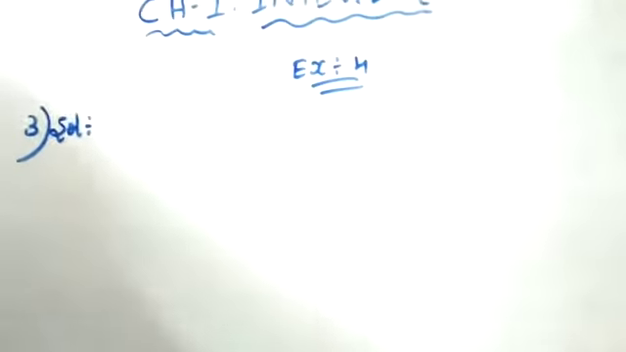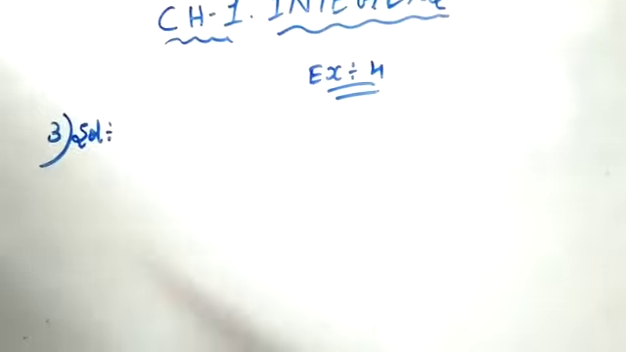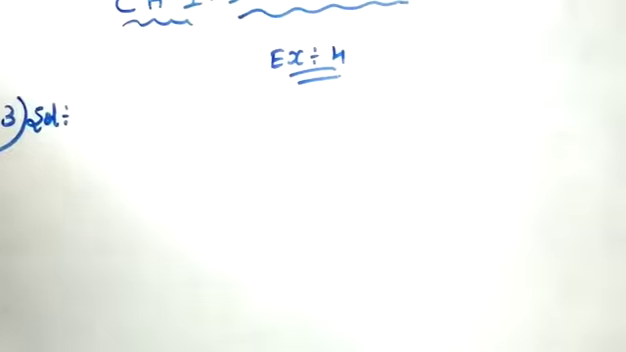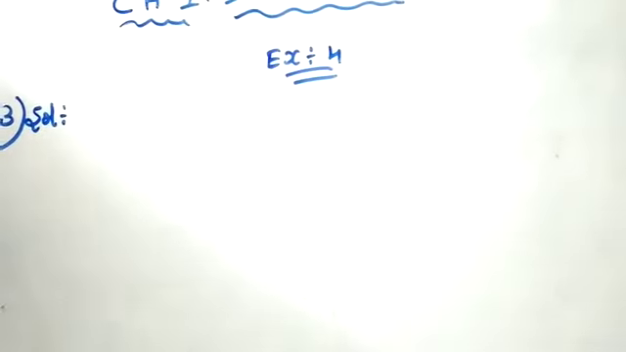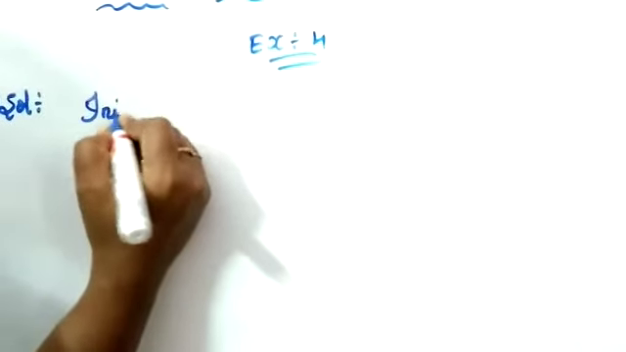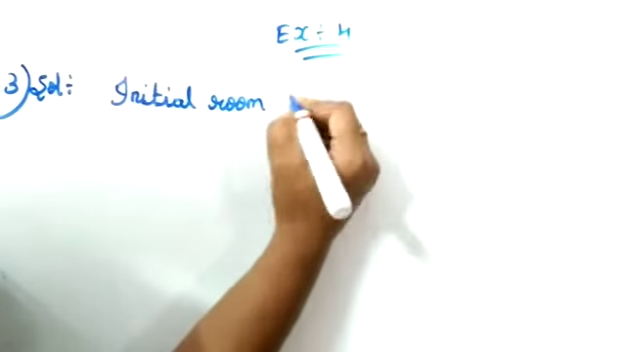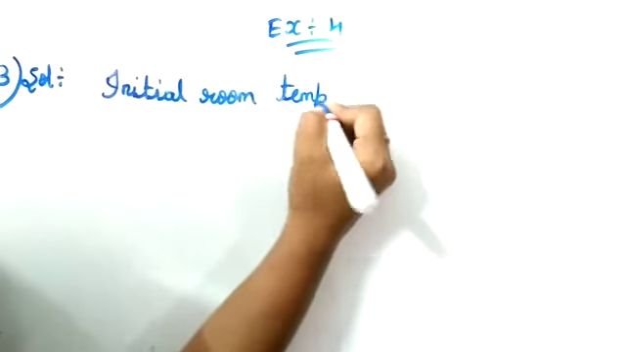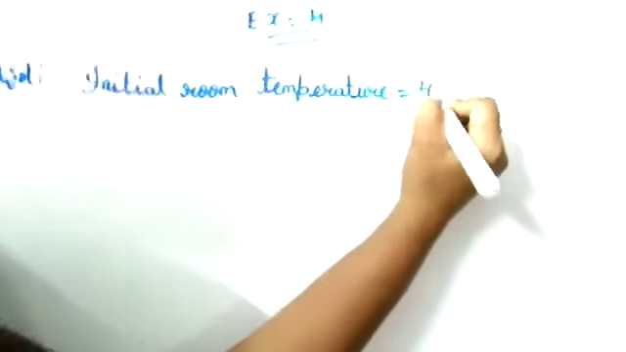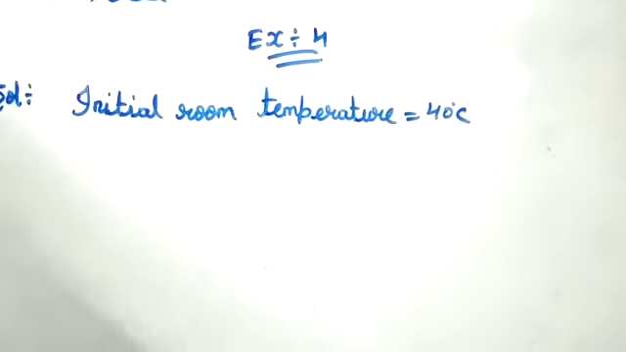Means the actual room temperature is 40 degrees, but the rate at which the temperature is lowered for every 1 hour is 5 degrees. So you need to check for 10 hours. After 10 hours, what will be the room temperature? So the first statement will be the initial room temperature. Initial room temperature is how much? 40 degrees. Now what are they telling? For every hour it is lowered by 5 degrees.